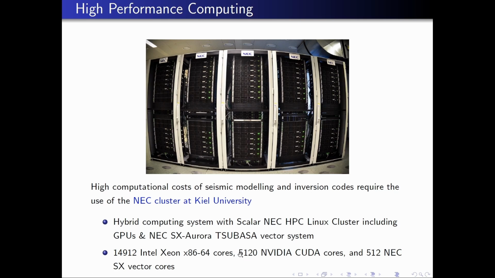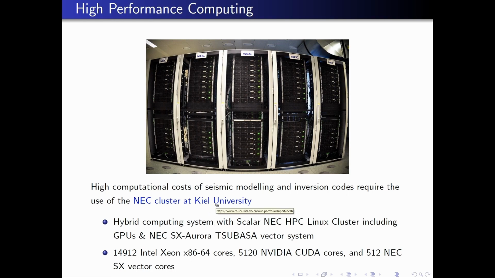Then we have 5,120 NVIDIA CUDA cores. That sounds like a lot of stuff, but actually I think it's only 2 or 3 graphics cards or something like that. And then we have additionally 512 NEC SX vector cores, which unfortunately we cannot use yet because the Denise Black Edition code is not really vectorized. So we have to rely basically on these 15,000 cores. But I think for this course this should be actually enough, because even the field data application doesn't require that many cores.